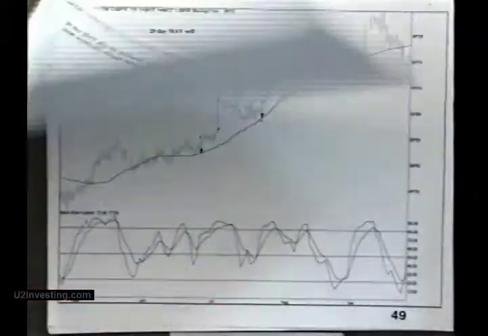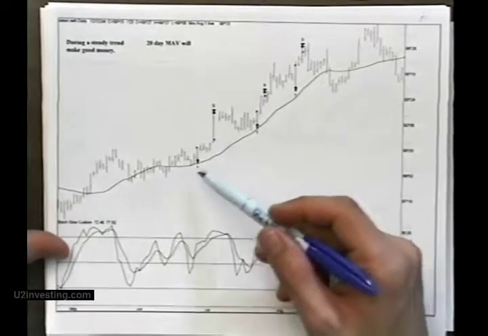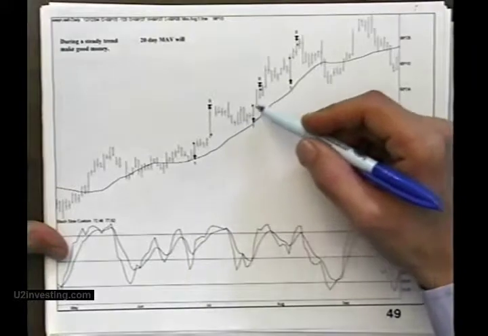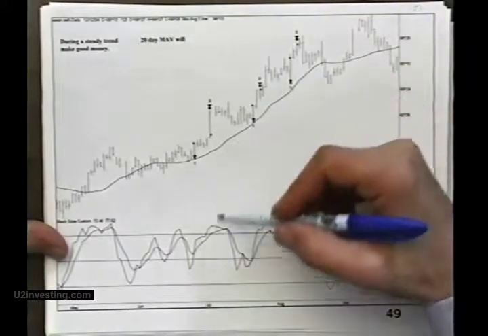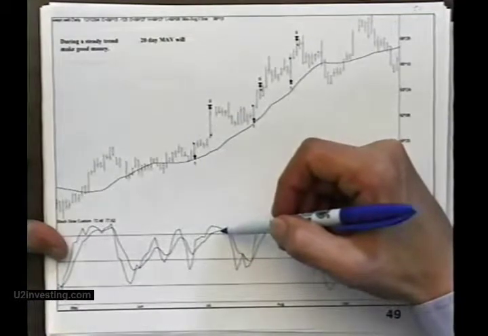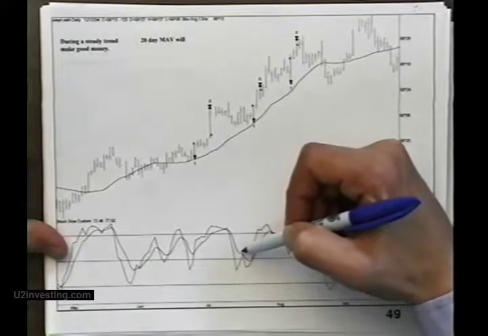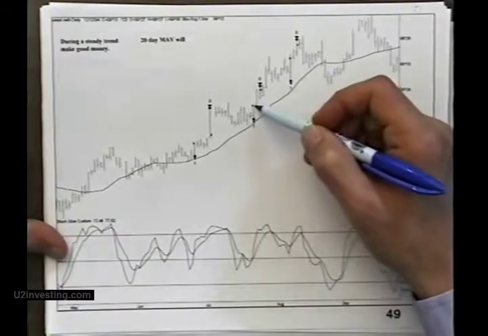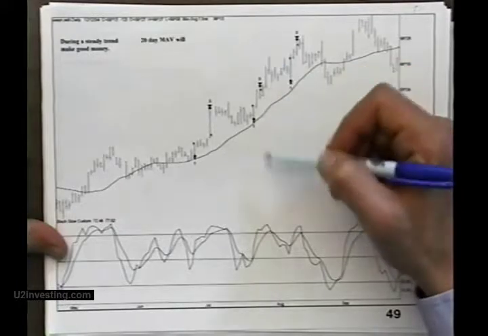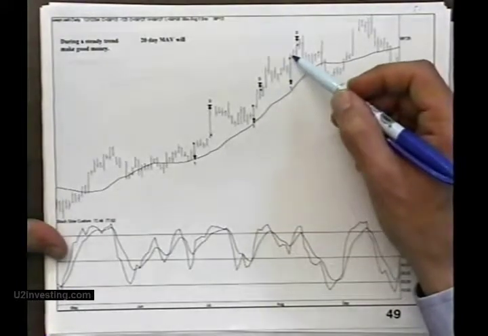and save some money for you. During the steady trend, the 20-day moving average will make excellent money because the market will stay above the 20-day moving average. You will have strong trend moves which will carry the stochastics above 80% and then it will dip below 60% and then you will have a buy signal. And then the trend is strong enough to carry it above 80% again. And you have your correction and another buy signal.